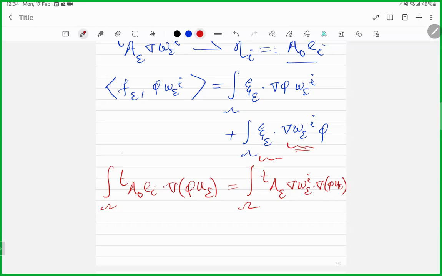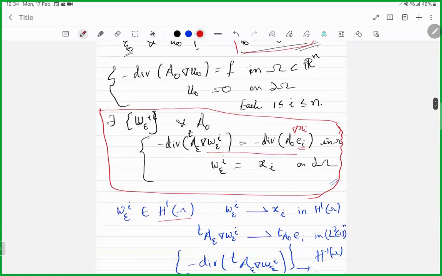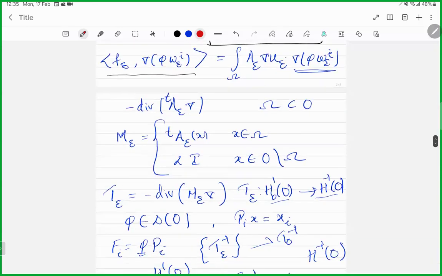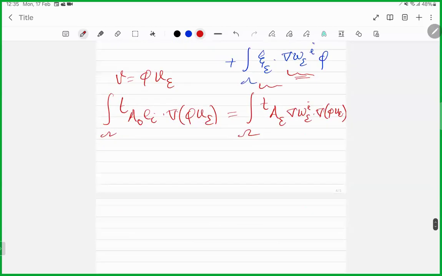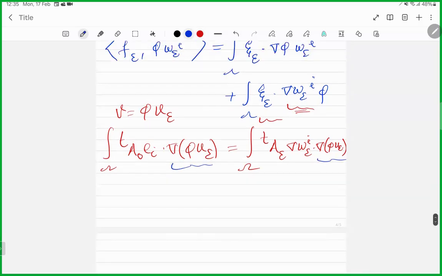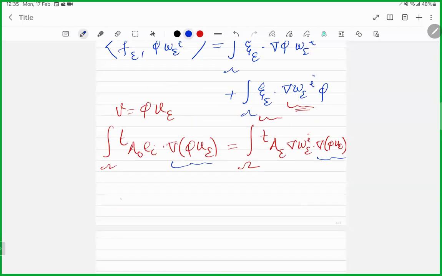So I'm using the test function phi u epsilon in that. Let's call that triple star. I'm using the test function in this triple star. Okay, so I've written the right hand side. Now you apply your product rule here. You will see that, let me keep it like this. We're not worried about it.